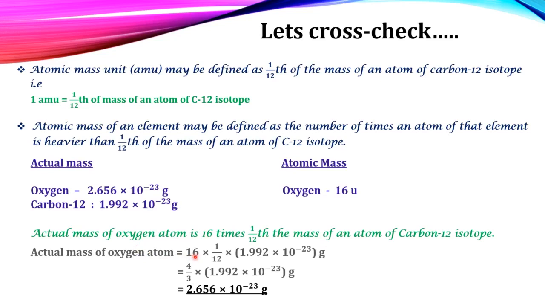So that will be 16 into 1 by 12 into 1.99 into 10 power minus 23 grams. That is the mass of an atom of carbon 12 isotope in grams, which is given over here. As you calculate, you get this value, that is 2.656 into 10 power minus 23 grams, and that exactly is the same value as this one, right? So then you get to know how this definition works, right?